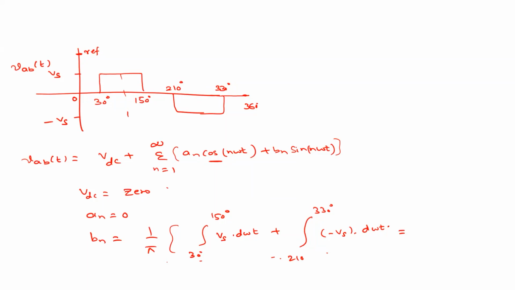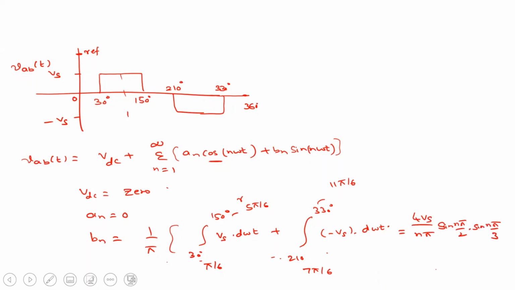So what is this value? You can convert it into radians. This is pi by 6, this is 5 pi by 6, this is 7 pi by 6, and this is 11 pi by 6. If you do this, you will get 4 Vs by n pi into sine n pi by 2 into sine n pi by 3, for n varying from 1, 2, 3, and so on. So this is the value of Bn.